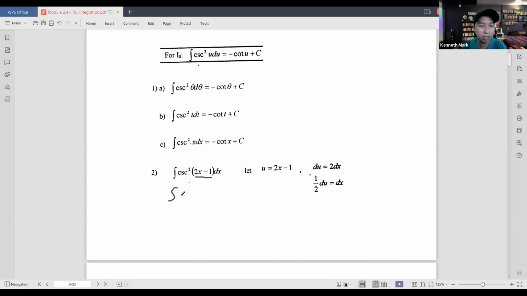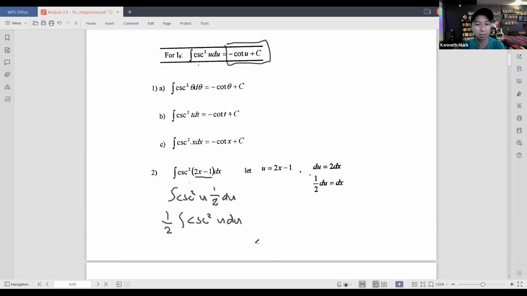So your integral of cosecant squared now will be equal to, that is u. Ay, kulang pa ako ng c dito. Cosecant squared u. Yung dx natin dito, ito na. So meaning you will have 1/2 of du. Then, lipat natin sa kabila. So you will have 1/2 integral of cosecant squared u du. So following this formula, this pattern, you will use this one.